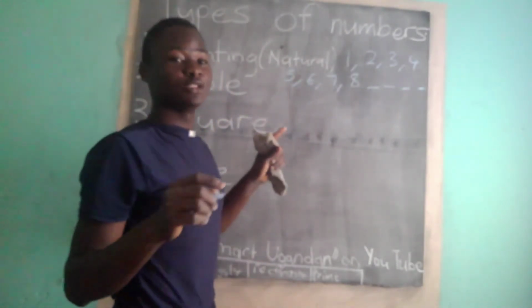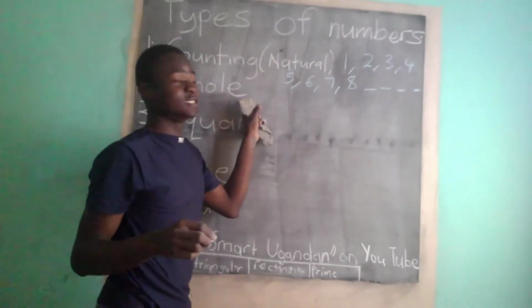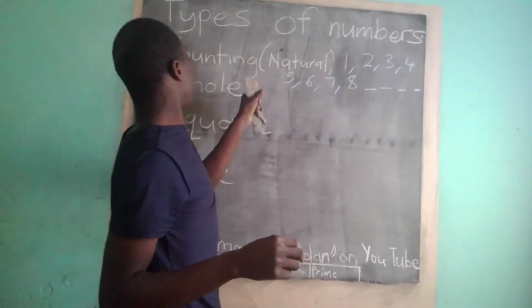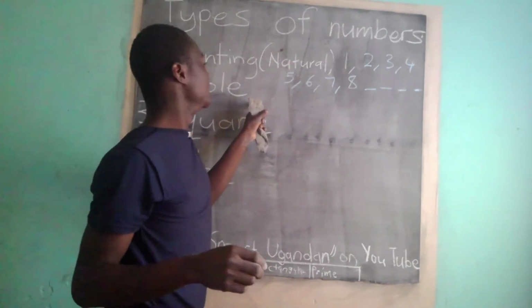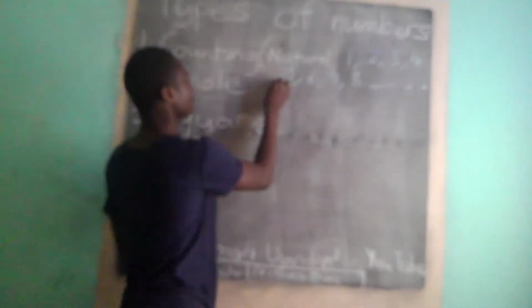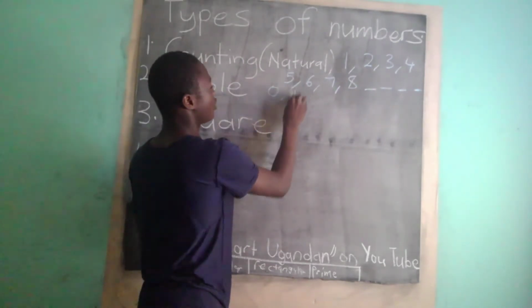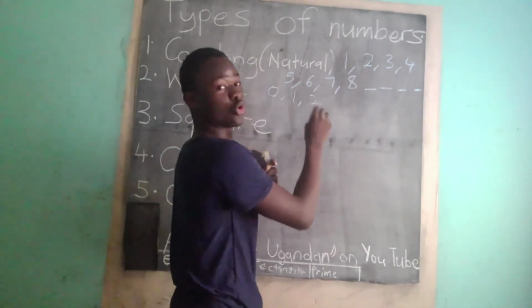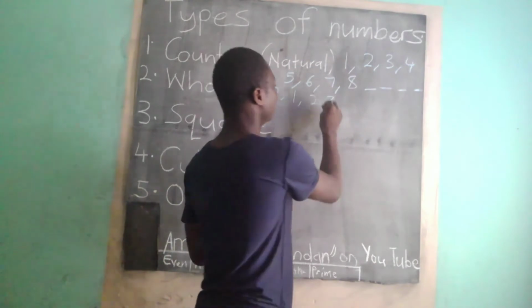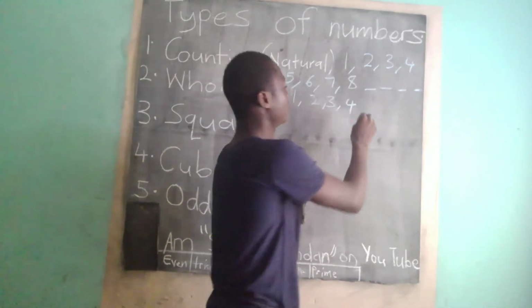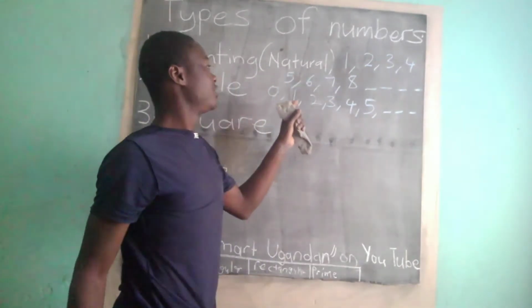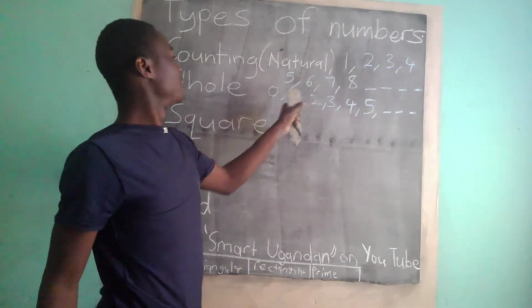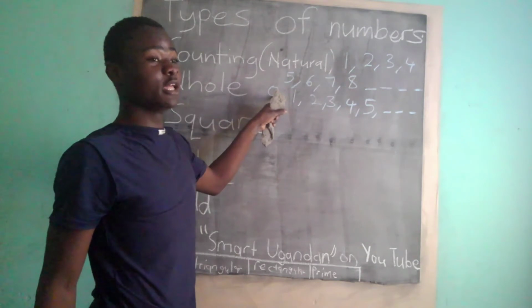Now number two, we have whole numbers. The only difference between counting or natural numbers and whole numbers is that they start from 0. So 0, 1, 2, 3, 4, 5. Then you continue like with the counting numbers. So the whole numbers just begin from 0.